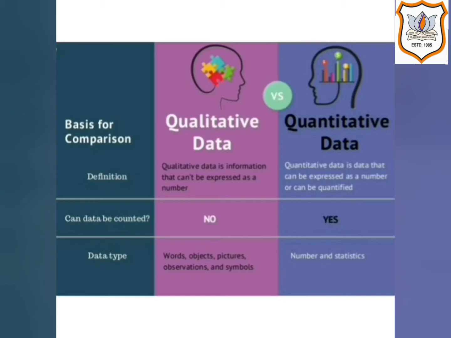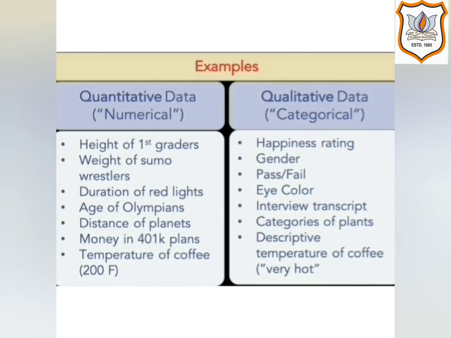Third point, data type. In qualitative data, the type is words, objects, pictures, observations and symbols. In quantitative data, data can be in the form of numbers and statistics. That means numericals can be there. Let's be more clear by having a look at examples of quantitative data and qualitative data. The examples of quantitative data are height, weight, duration, age, distance, money and temperature. All these can be measured in numerical form. So all these are examples of quantitative data.